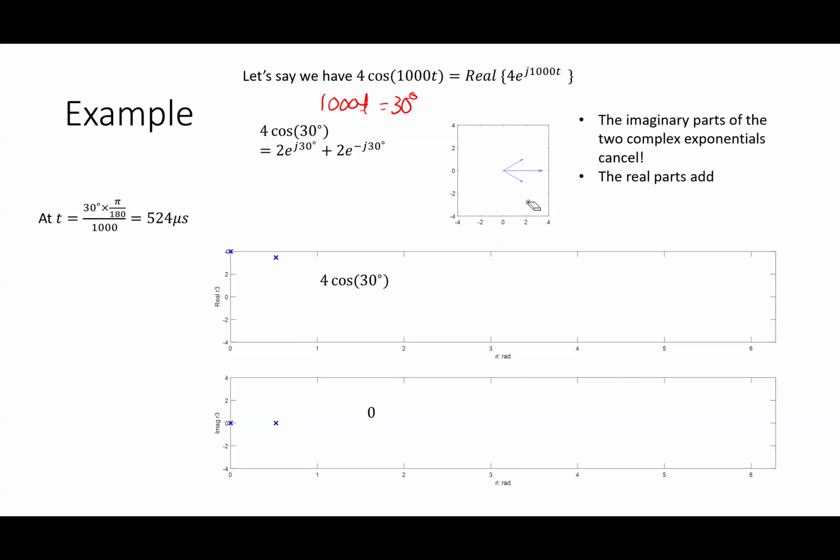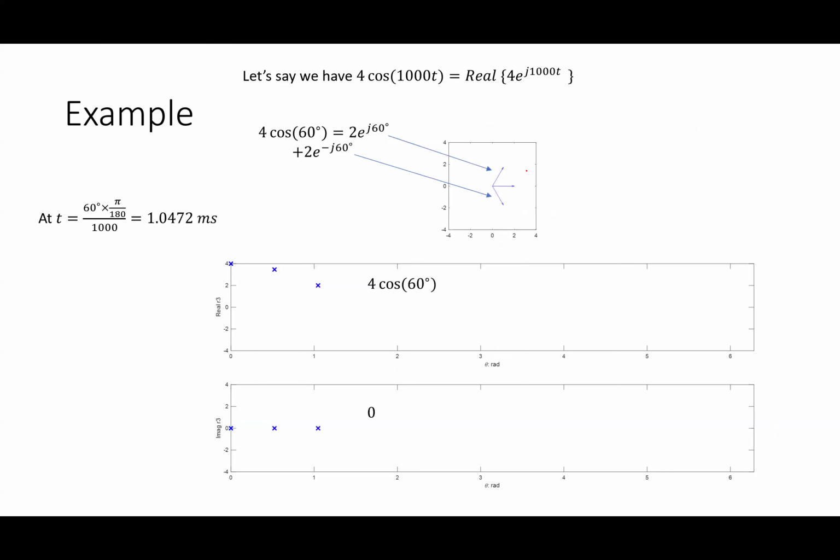So which vector is which? I have 2e to the j30 and 2e to the negative j30. Where's 2e to the j30? That's this one. And then the sum is right here on the real axis, purely real. What's going to happen as time advances even further? Here I'm at 1.04272 milliseconds. At that point in time, 1000 t is equal to 60 degrees. So I've got those two vectors again. This is one vector, and this is the other.